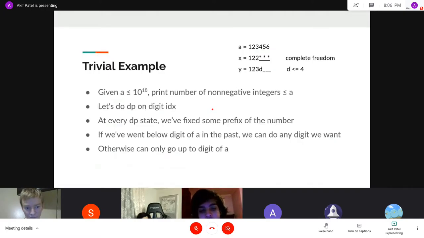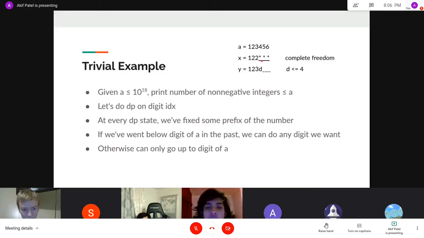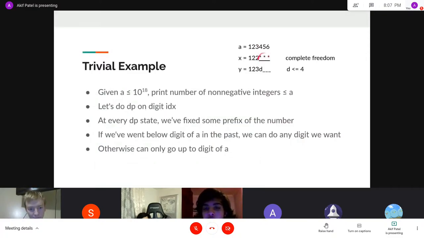The important thing to notice here is that if we've gone below some digit of A sometime in the past, then we have complete freedom. We can do whatever we want. So, for example, if you look at X here, right? If the number we've constructed so far matches A here, it matches A here, but it's one below A here, then we can do whatever we want for these three digits, right? Even if you make them 999, they'll still be below A because that's how numbers work, right? Because this 2 is less than 3, so we can do whatever we want for these two digits, right? Otherwise, if we haven't gone below, so for Y, we've sort of matched A, right? 1, 2, 3. Then in the DP, we can't do whatever we want. We have to keep restricted below by this 4, 5, 6 part.